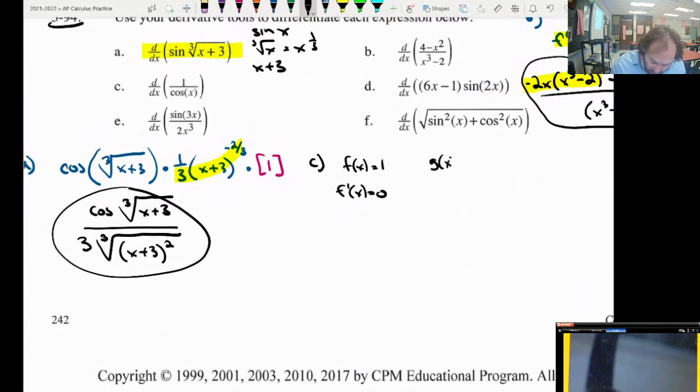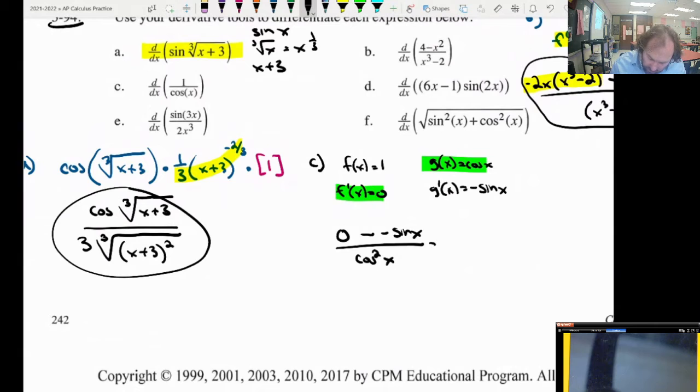g of x is equal to cosine of x, and that means that g prime of x is equal to negative sine of x. So when it comes to the quotient rule, the original g times 0 is just going to be 0, minus 1 times negative sine of x. So it's negative sine of x. We'll change that to a plus in a moment. And on the bottom, we have cosine squared of x. So this ends up being sine of x over the cosine squared of x.